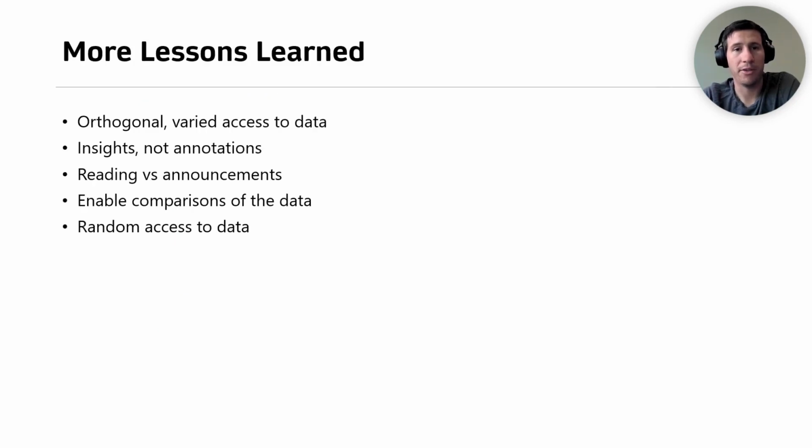With our design partners, we learned helpful and unhelpful accessible design patterns. The lessons that we learned include: orthogonal varied access to data supports users' preferences; insights, not annotations, describe a picture with your words, but be consistent in how you describe them; reading versus announcements, enable reading in document mode, don't just announce long textual descriptions; enable comparisons of data, such as using spatial audio for multi-series line charts; and then provide random access to data, such as filtering, which enables people to focus with large datasets.